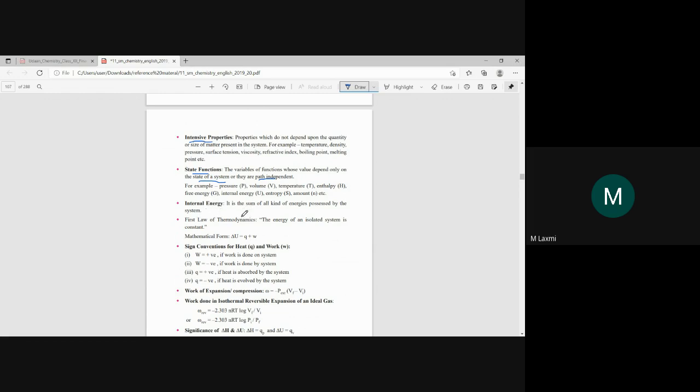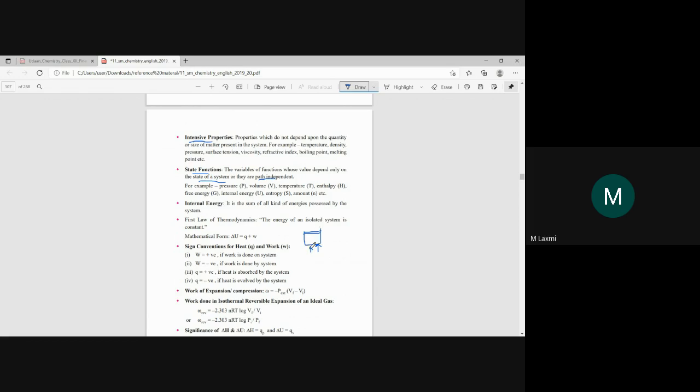Now imagine I have a system which is a cylinder filled with a gas, with a piston. Now I am going to apply heat to that system. We are still in the first law only, right? What is the first law? The energy of an isolated system is a constant.